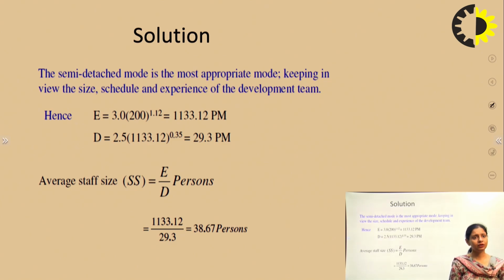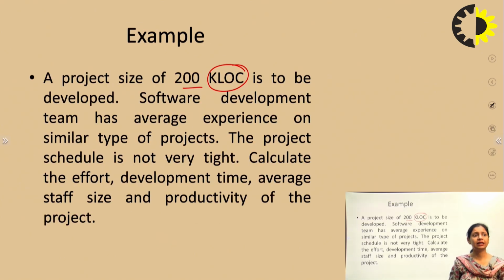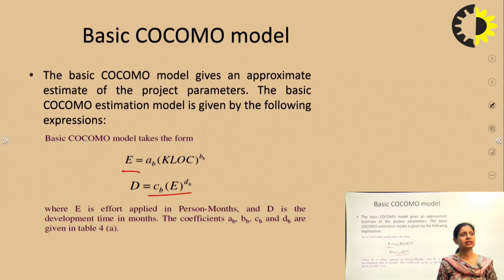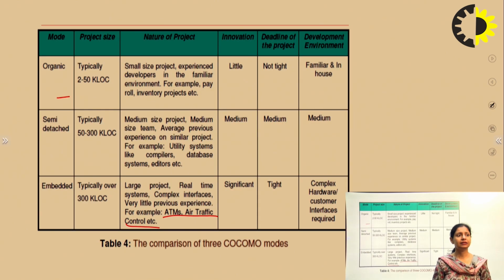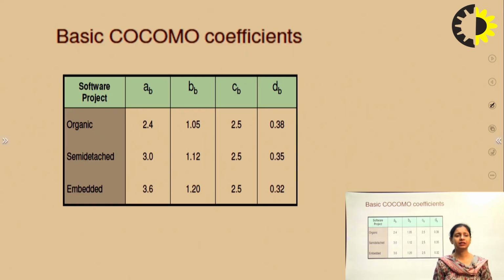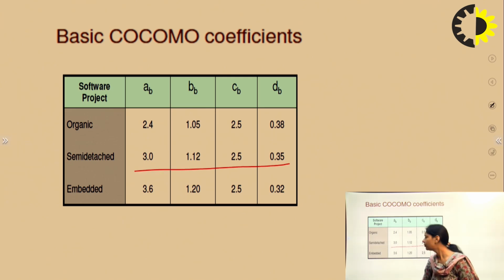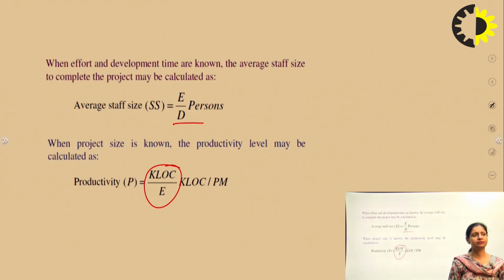The question says that the team has an average experience, and we have already seen in the semi-detached mode that the team size is medium and they do not have very good experience. So here we are basically talking about the semi-detached systems. In the semi-detached systems, we have these coefficients where the value of a is 3, value of b is 1.12, value of c is 2.5 and the value of d is 0.35.